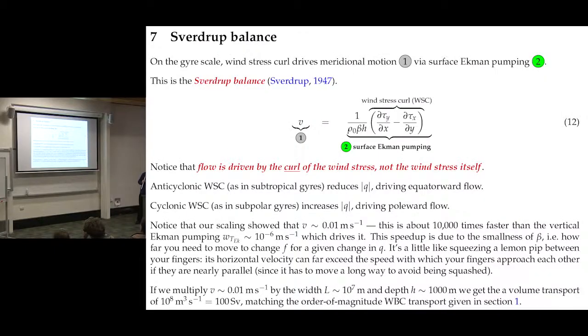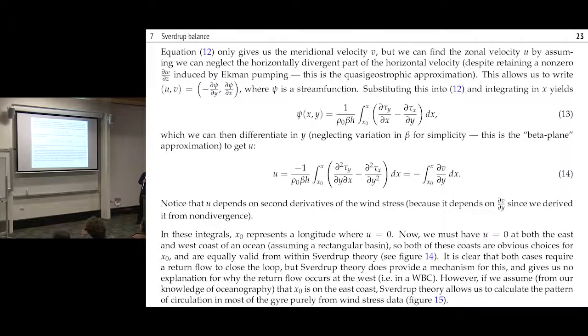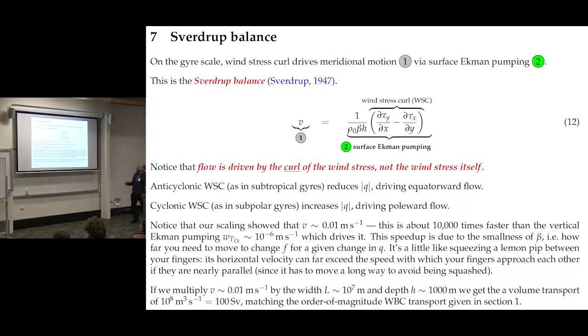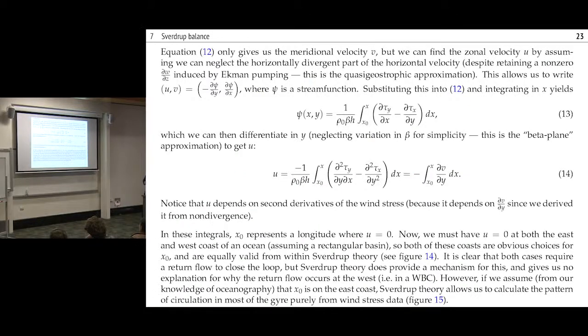given by the structure of the wind stress curl. But this is not everything. This is just the north-south velocity. So it would be nice to know the east-west velocity as well. And the way we can get that is by remembering that it's a near geostrophic flow, so it's very close to being horizontally non-divergent.